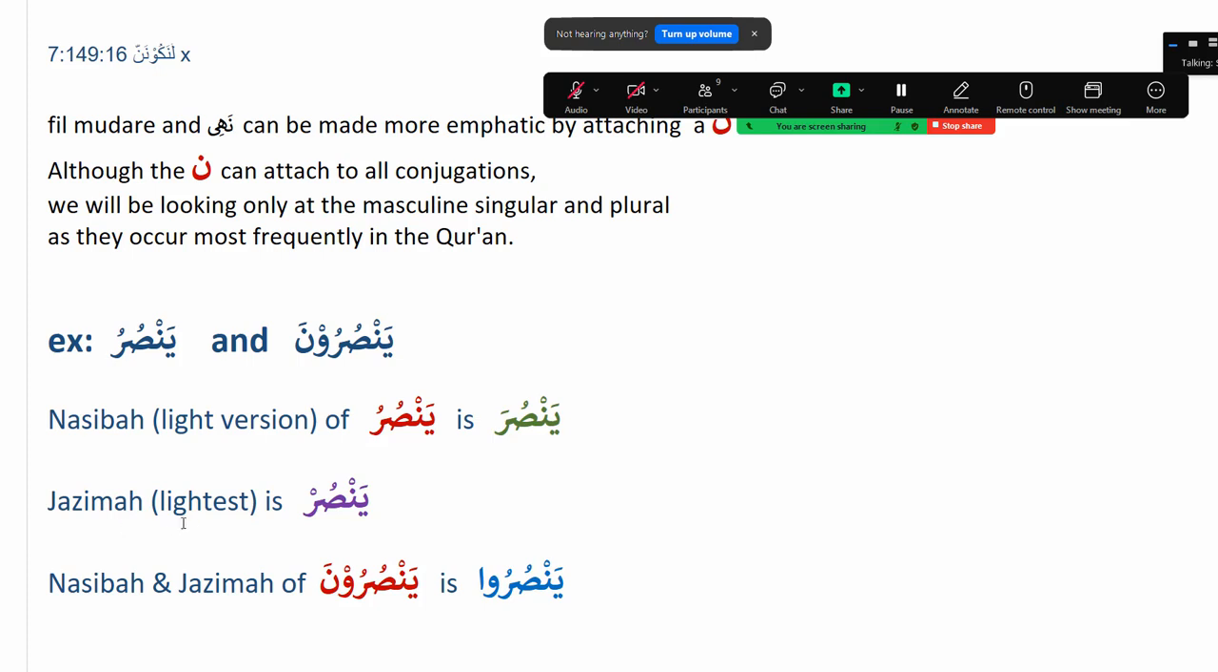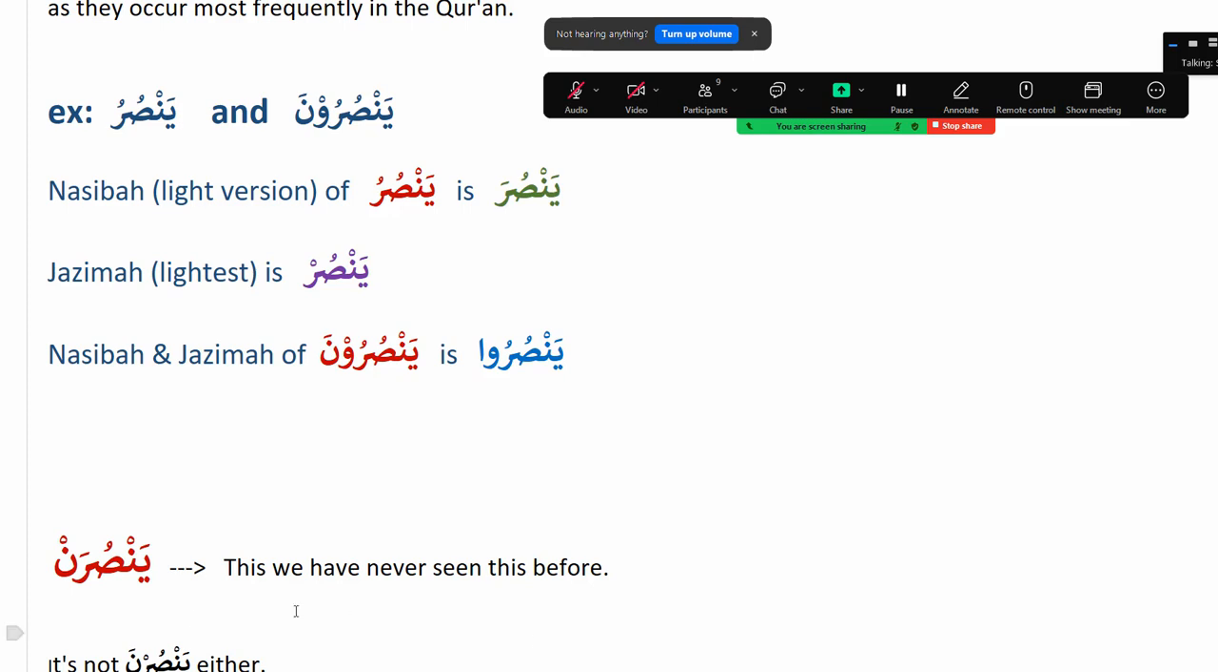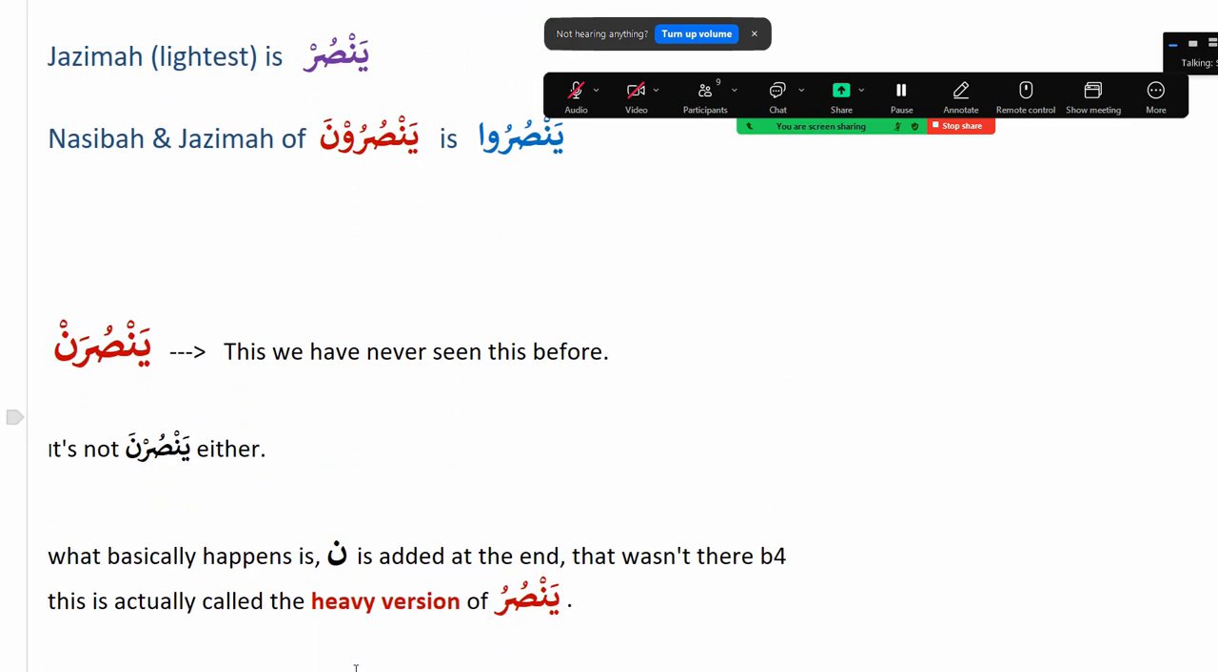And the jazima of yansuru is yansur. So the nasba and jazima of yansuruna are yansuru, right? So here, yansuran, we have never seen this before, right? It's not yansurna either, okay? It's yansuran. What basically happens is noon is added at the end. That wasn't there before, right?